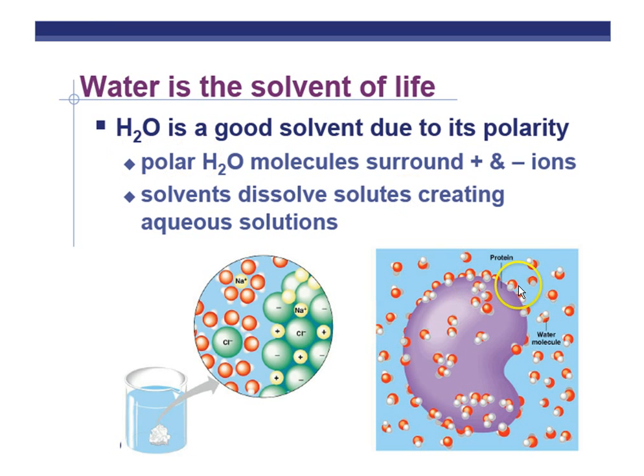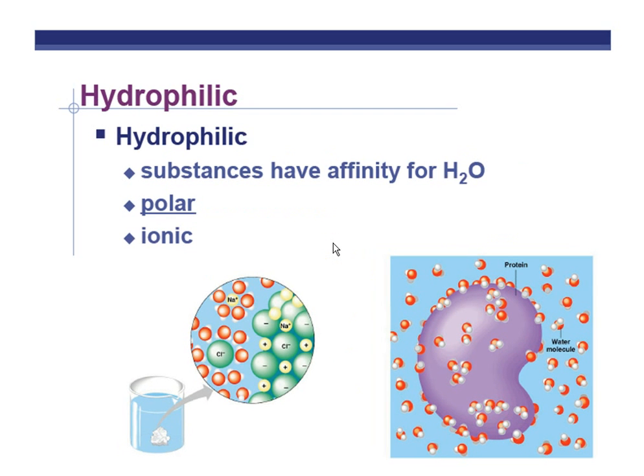Even some proteins, represented by the purple on the right-hand side, have hydrophilic R groups that can be attracted to the water and dissolve within the water, depending on the protein. Hydrophilic means loving water or having affinity toward water. These are compounds that are either polar or ionic.